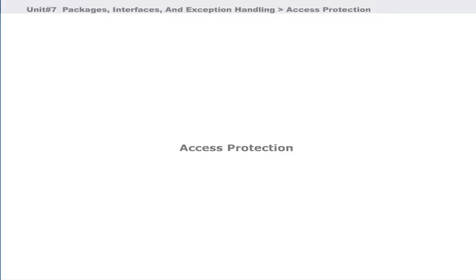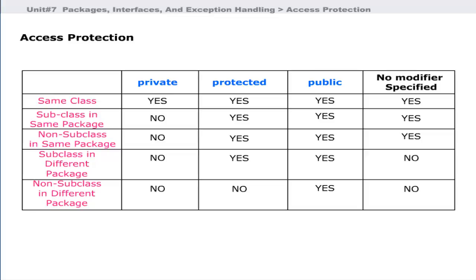Now we will discuss access protection of classes and class members in a package. This table summarizes the access to the classes and members declared as private, protected, and public. It also enlists the access when no access specifier is provided. Anything declared public can be accessed from any class. Members declared as private are not visible outside this class. When a member has no access specifier, it is visible to subclasses and other classes inside that package. This is the default access.